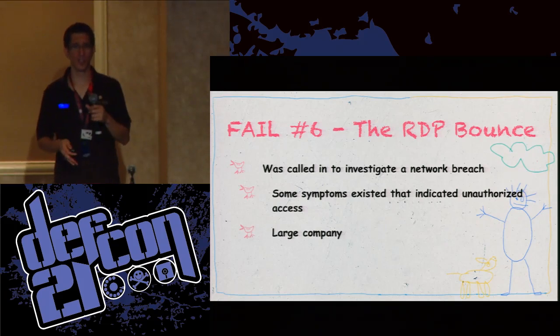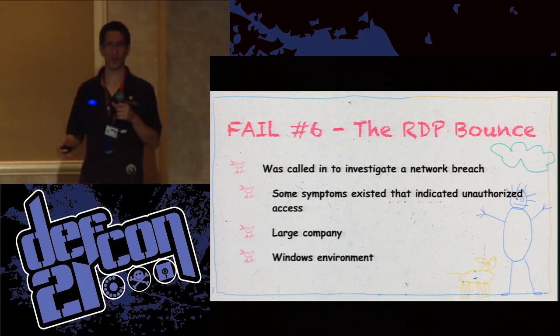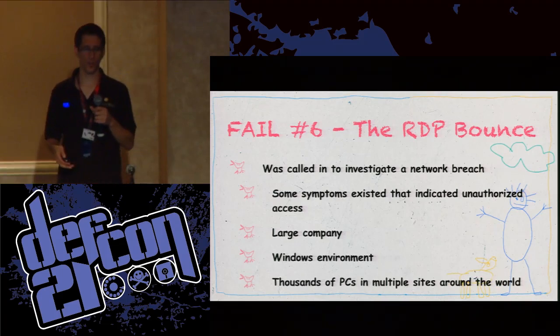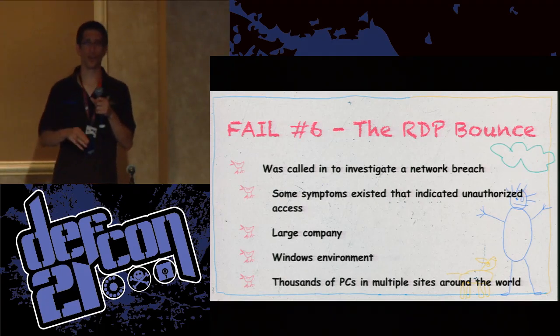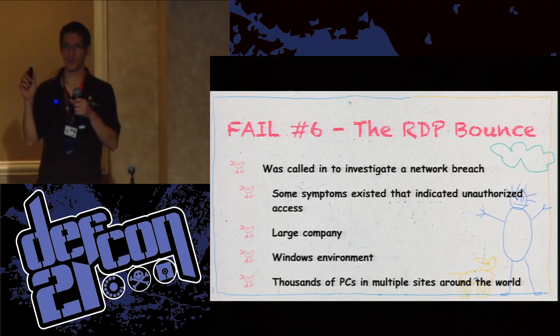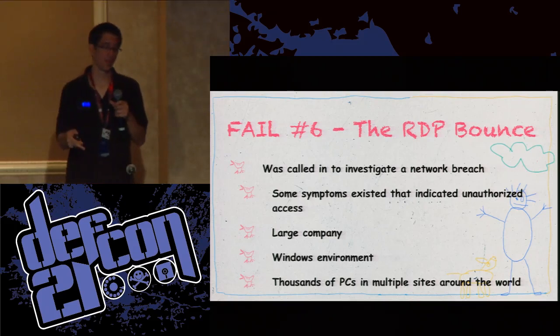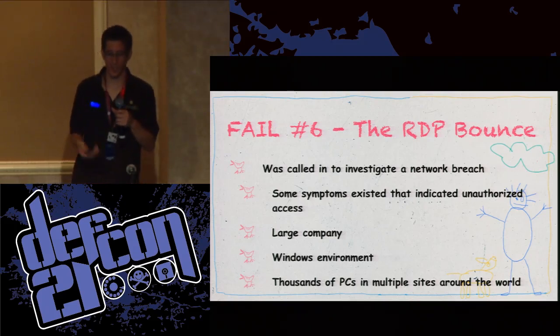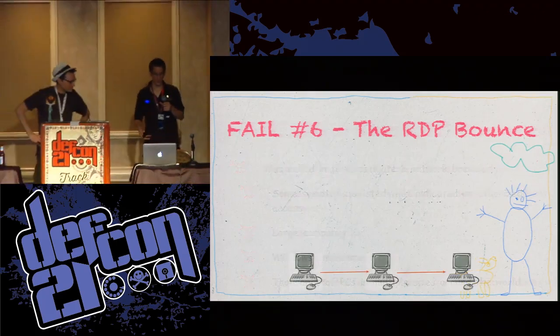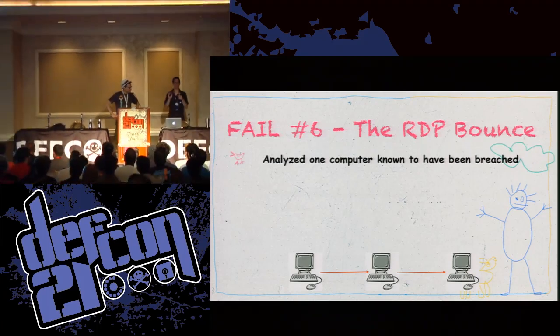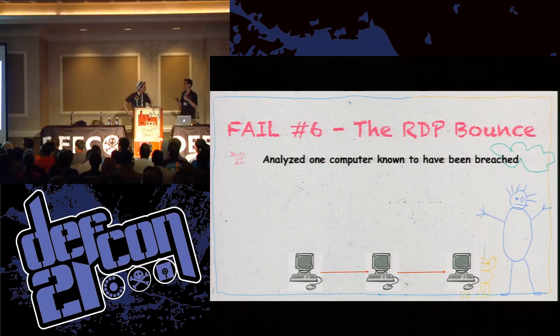It was a large company. They had a lot of computers. All of them were Windows based. Thousands upon thousands of computers in offices all across the world. And in one of their offices, they noticed this computer had been breached. So let's figure out what happened. So we move in, and actually, I think I'm just going to pause here for 2 seconds.